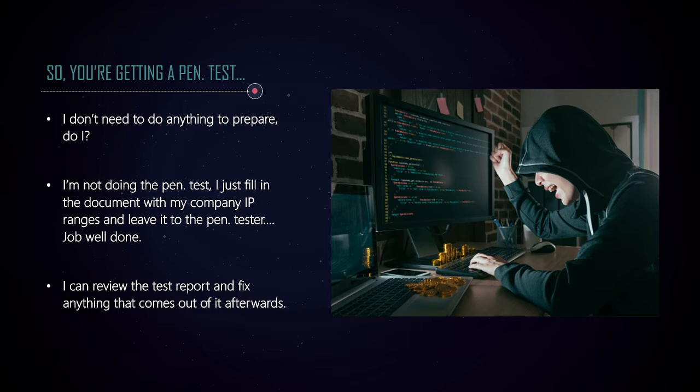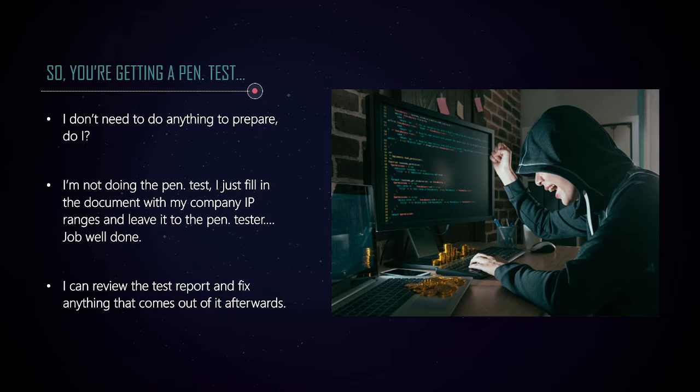So, you're getting a pen test. Over the years, I've seen many organizations set themselves up to get a poor value assessment. They take the approach of either not caring about the results, for example, it's just a tick box exercise for compliance reasons, or they don't understand the difference in value they can get by putting a little effort into the preparations. These are some of the paraphrased comments I've heard.